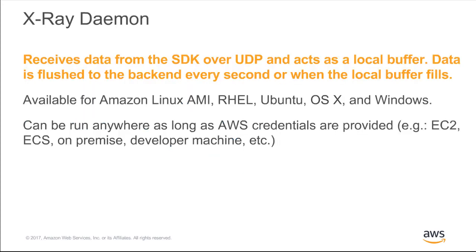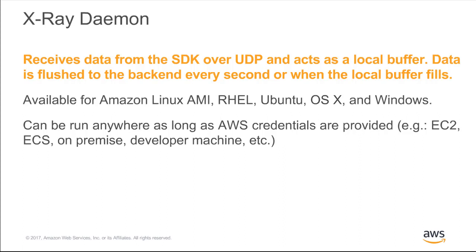So let's quickly talk about the daemon now. The SDK essentially sends data to the daemon. The daemon essentially is simply a circular buffer. What the daemon does is it collects data over UDP from the SDK, and it flushes the data to the backend every second or when the local buffer fills. And as users, you have control over the buffer size. By default, we use, I believe, 10% of the system memory that's available, but you can happily configure that to be more or less.